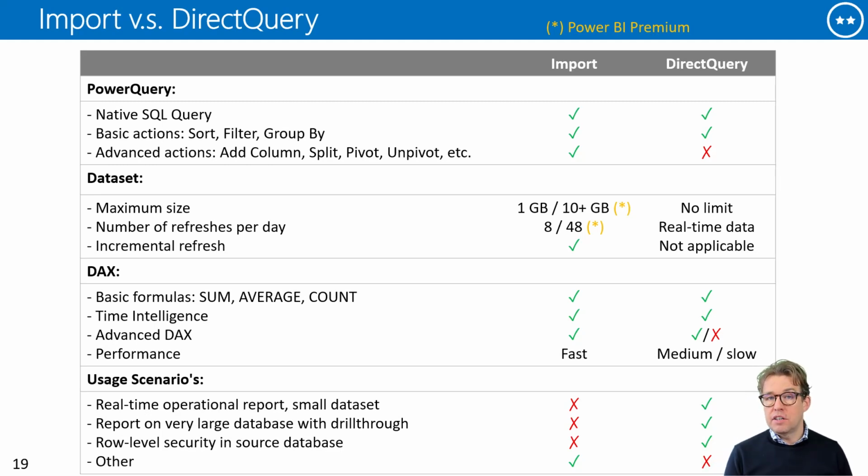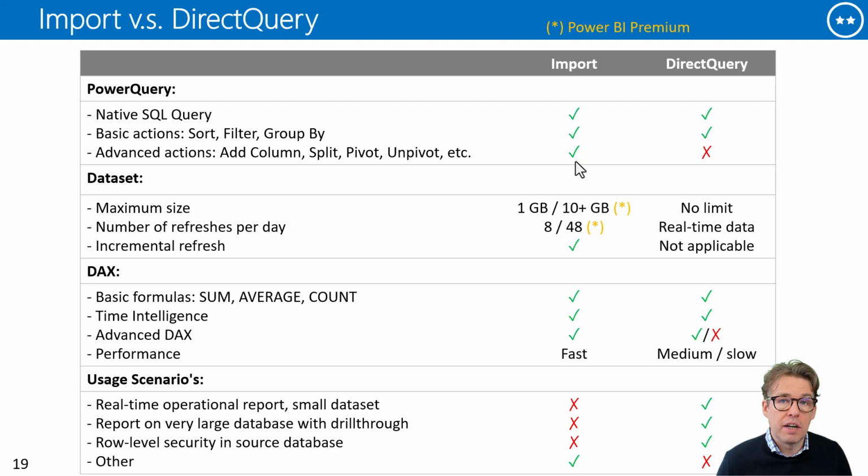Which basically means that you're not going to import anything. So it's like everything is a pass-through. If you click on something, Power BI is going to convert that click on a slicer into a where of a SQL statement. It's going to send it off to the database, and then the data is rendered in the report. With import, you can use all the options of Power Query.